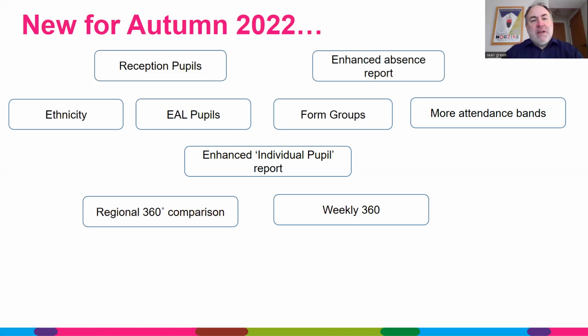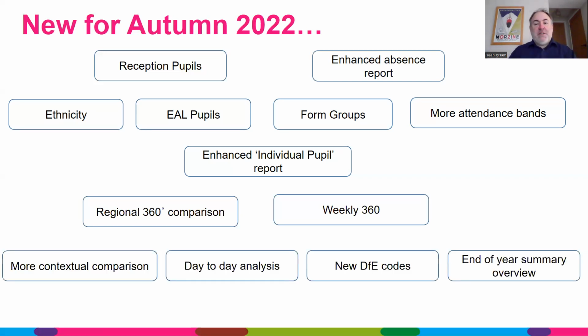We'll have a look at it shortly, but again, you'll have noticed a couple of changes to that this year. There's a regional 360 element to it, so you can compare to the region as well as the national. There's also a weekly 360, so rather than it just being the cumulative year to date, that remains the default. You could also go back and look at individual weeks and look at a weekly 360. And there's more changes as well, still coming and will continue to arrive. We're going to have more contextual comparison in there. We have a day-to-day analysis, and I'll talk about that more shortly.